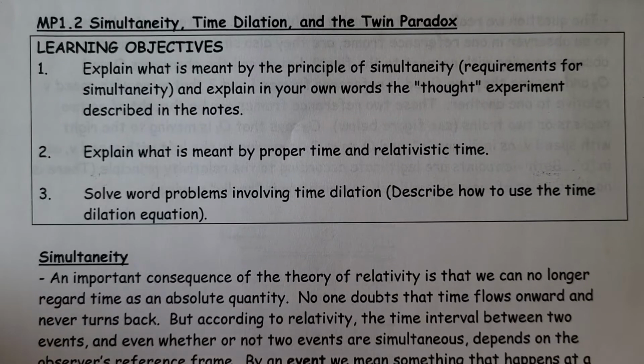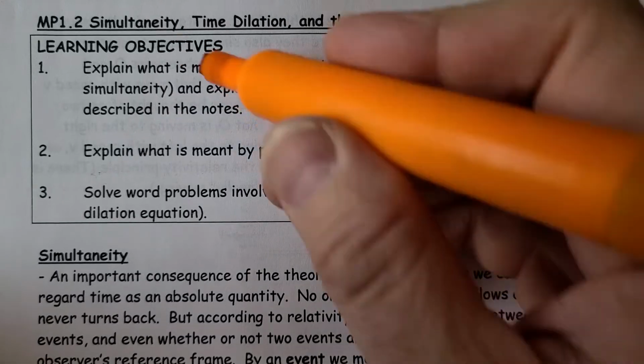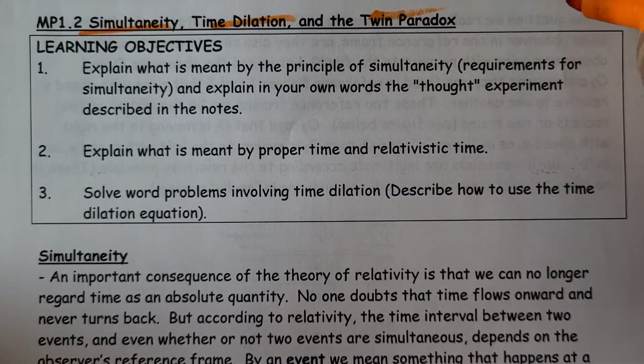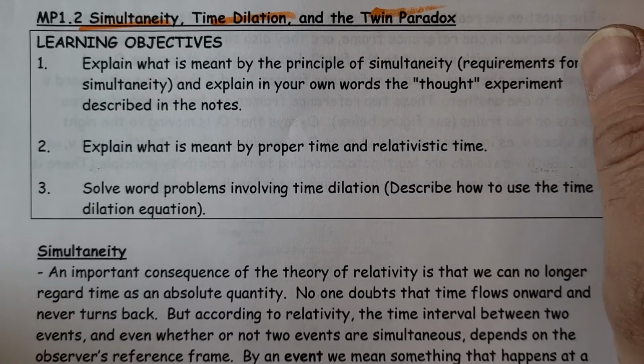Welcome back, Physics 30. This is MP1.2, Simultaneity, Time Dilation, and the Twin Paradox. This is a kind of a big section, so we'll break it up into a few pieces, of course.